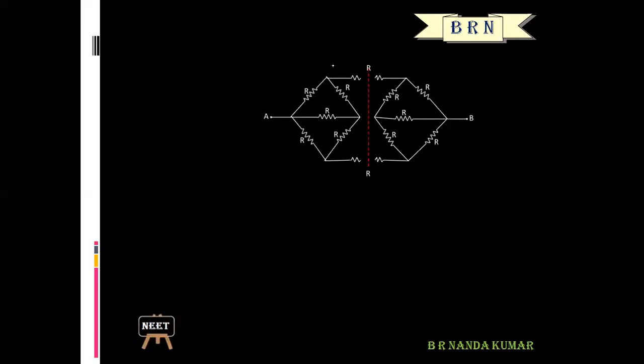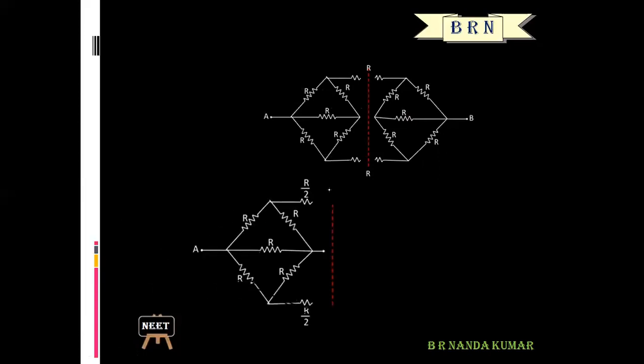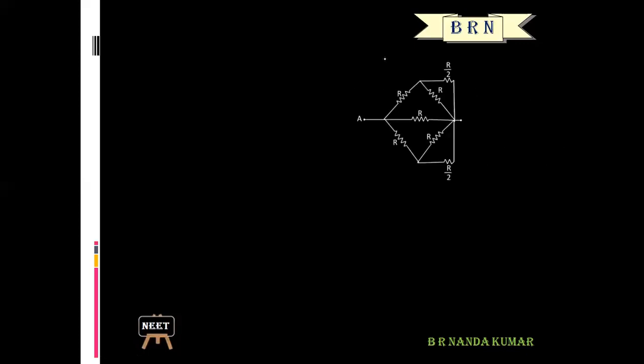So first we have to find the effective resistance of the left part. If we cut the resistance R, this part has resistance R by 2, this part has resistance R by 2, and here also the resistance is R by 2. After that, let us consider an imaginary line here, and we will get the circuit like this. Now look at this circuit.